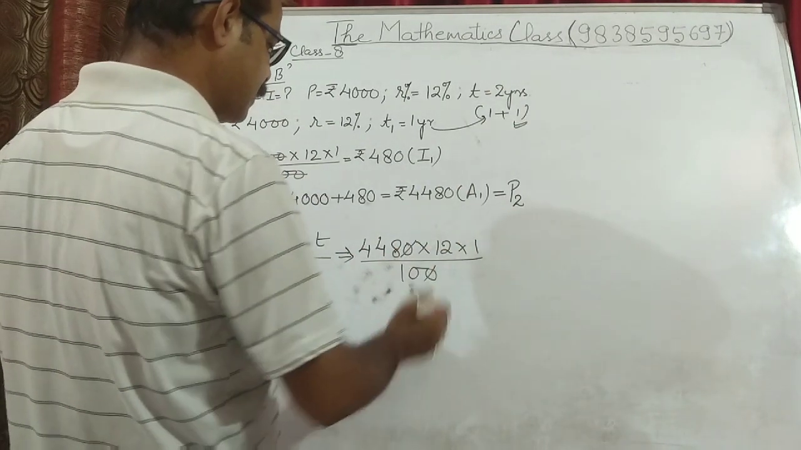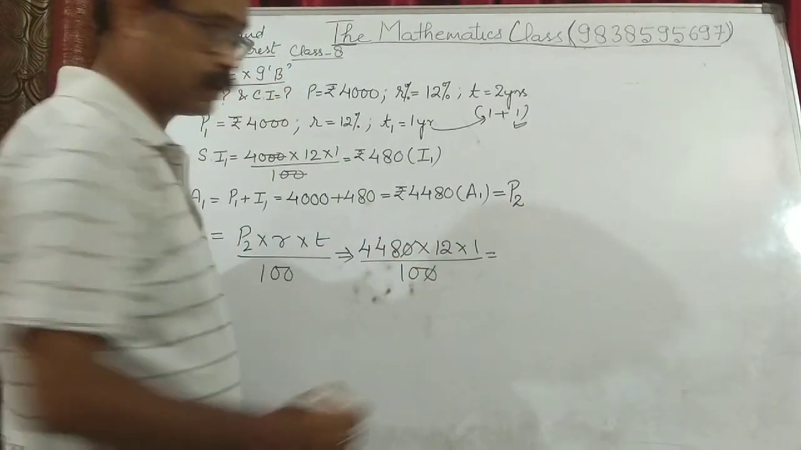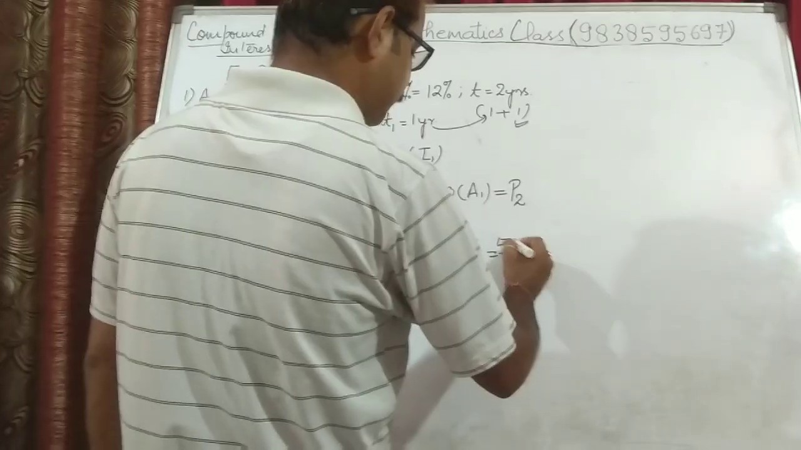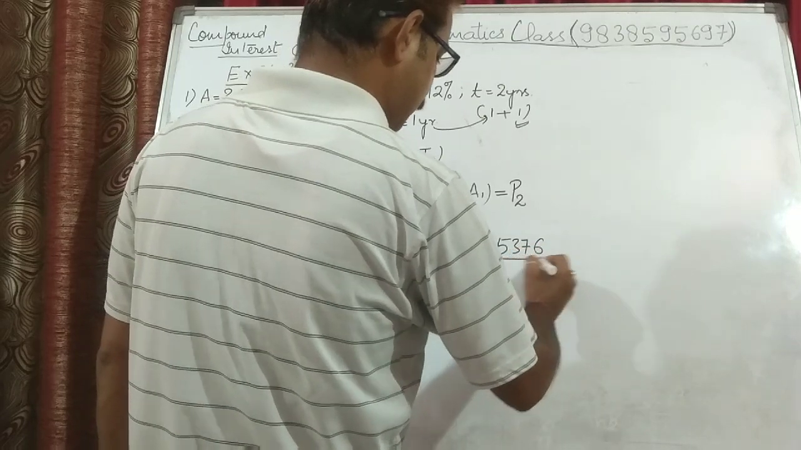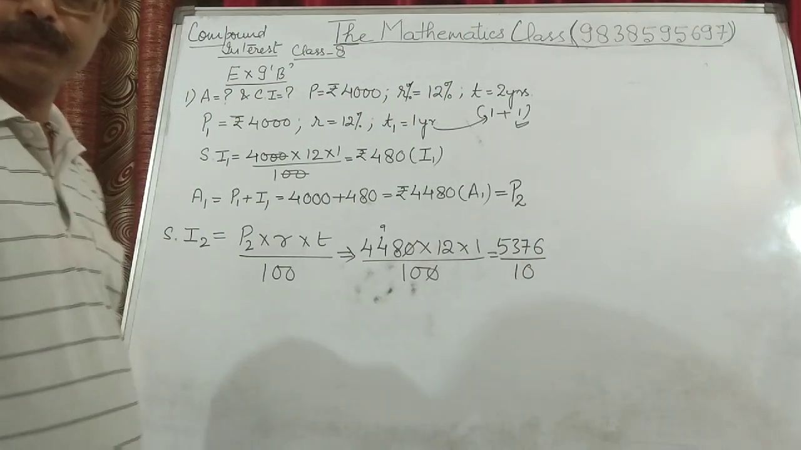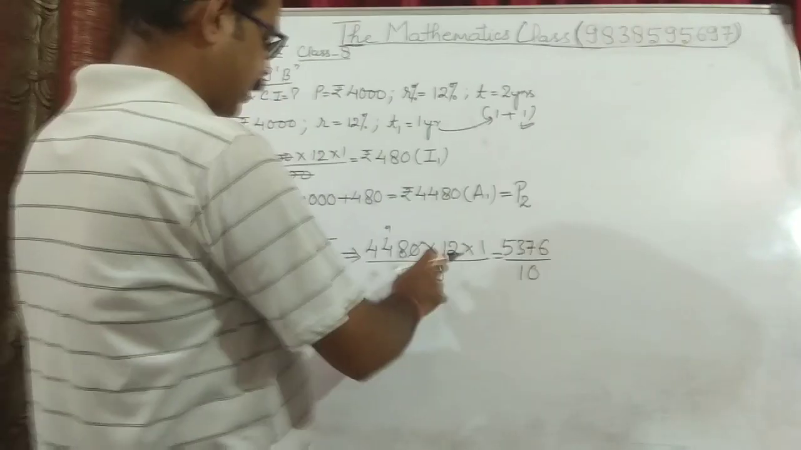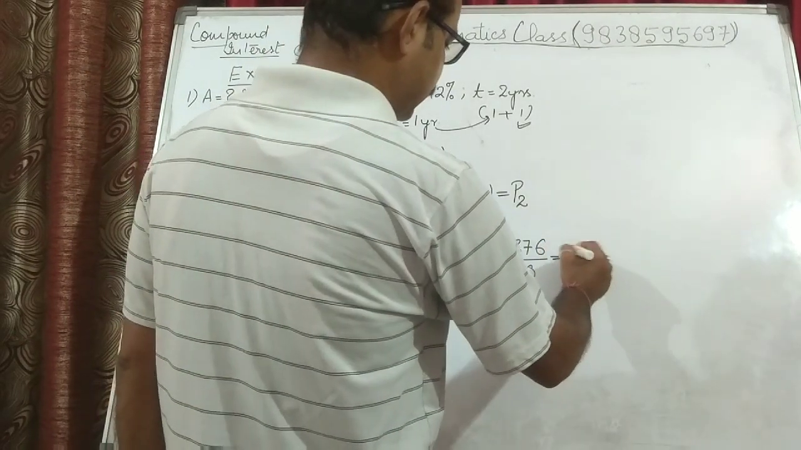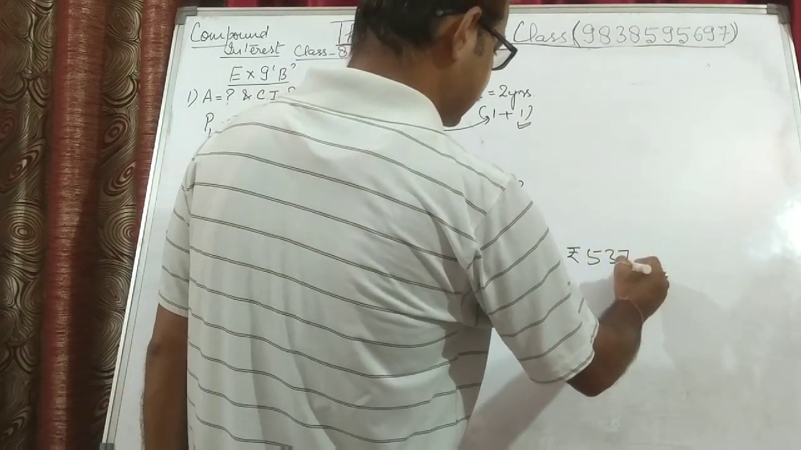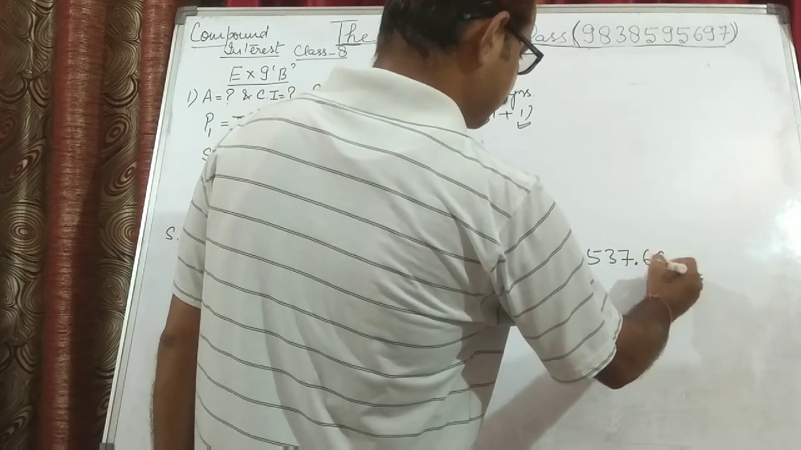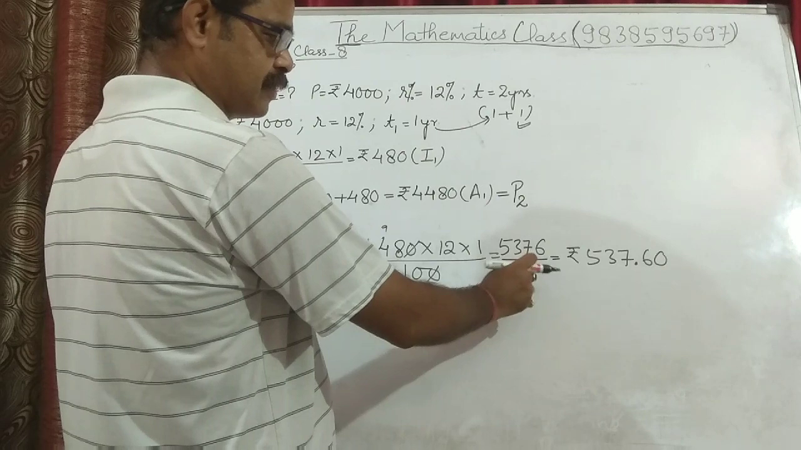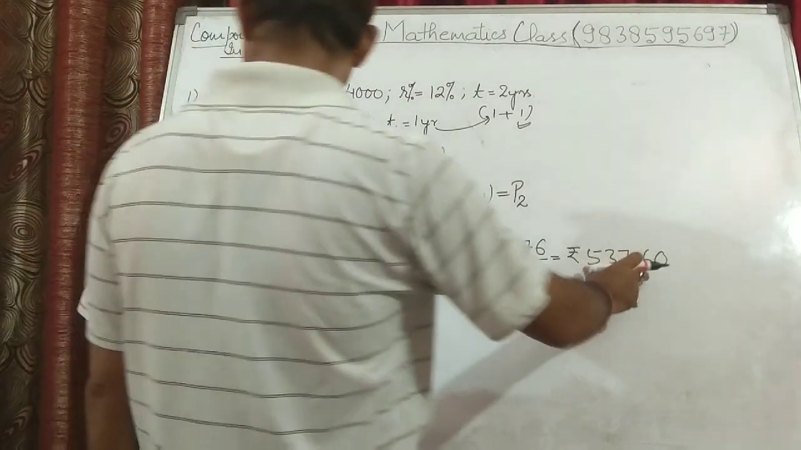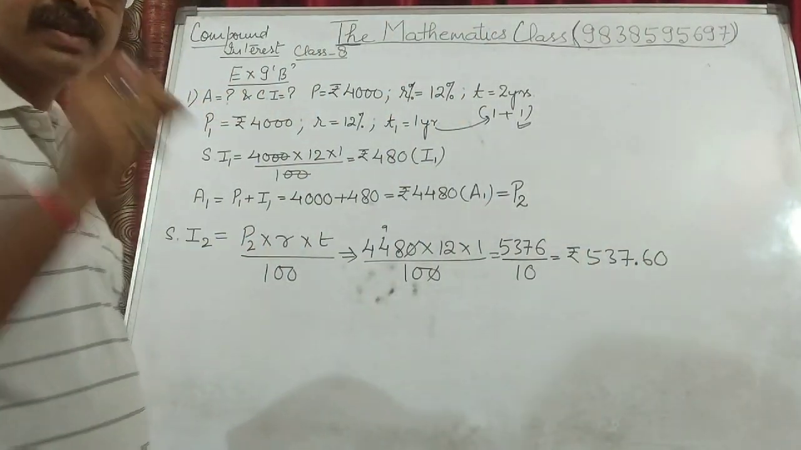The two zeros cancel, and 12 eights are 96. 12 fours are 48. So 5376 upon 10. It becomes 448 into 12, which is 5376 upon 10. This can be written as rupees 537.60, because there is division by 10, so one decimal will come over here. 0.6 means 60 paise. This is the interest for the second year.